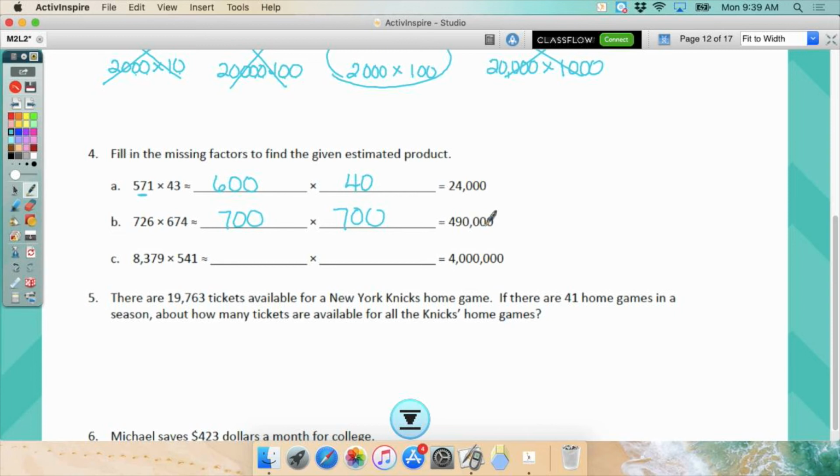Shay, tell me what you wrote for C. 8,000 times 500. And 8 times 5 is 40, right? There's a 40. And then how many zeros? 5 more. Good job. Okay, let's take a look at the next couple.